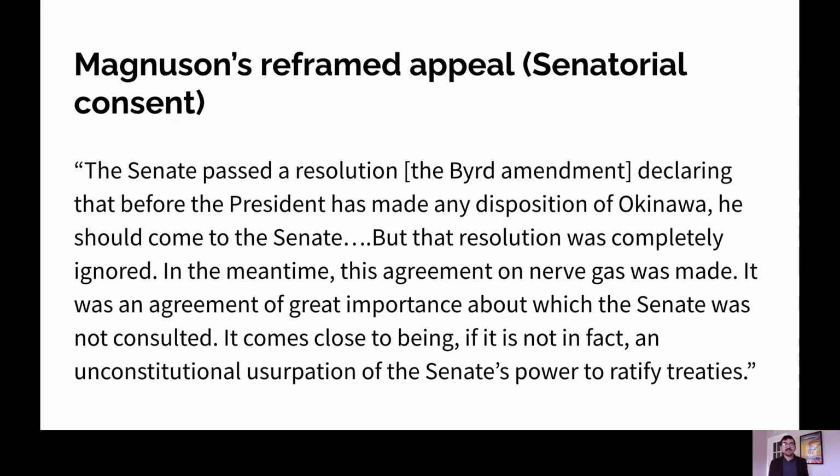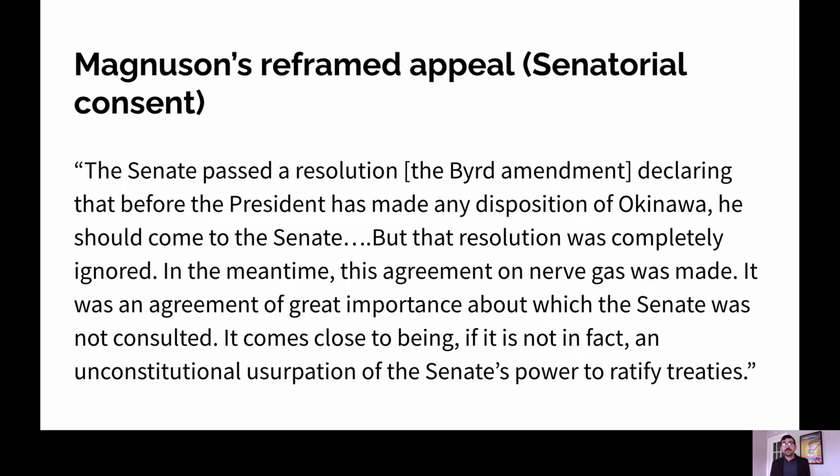So what did Magnuson do? Well, he tried to find issues that would appeal to his colleagues in the Senate. He didn't change his amendment. He didn't alter its contents. But what he did was he reframed the way that he talked about it. And what he did was he tried to connect it to other issues, specifically to the issue of the Senate's power versus the power of the executive branch.